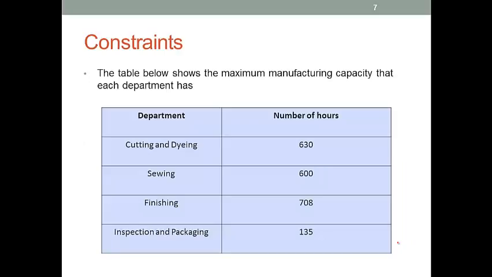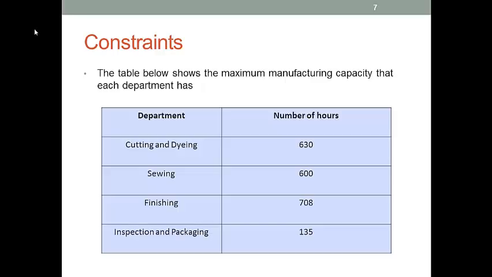No matter how many bags we manufacture, there is a limit of total available labor hours in each department. For instance, in the cutting and dyeing department, the number of hours needed for manufacturing the standard bags and deluxe bags must be less than or equal to 630 hours. In the sewing department, the total hours needed for manufacturing bags must be less than or equal to 600 hours, and so on and so forth.